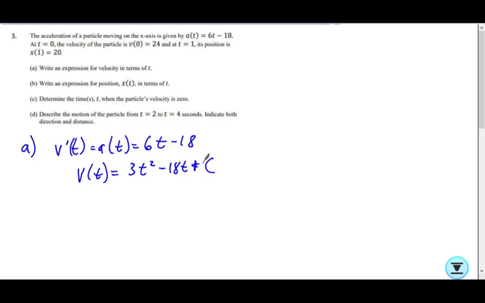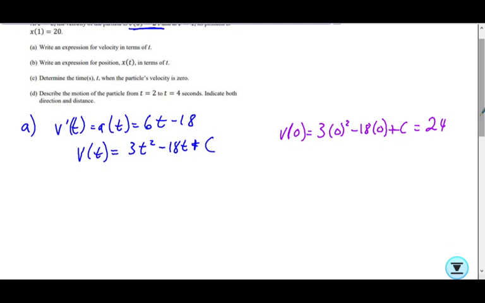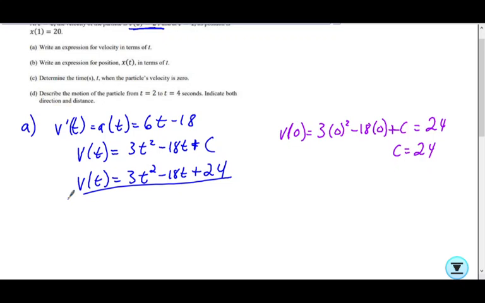Okay? And then they gave us this initial piece right here. So if I plug in 0 for t, we get 3 times 0 squared minus 18 times 0 plus c, which has to equal 24, which means c is 24. So my velocity equation is therefore this. Same thing, but the constant is 24. So that's part A.